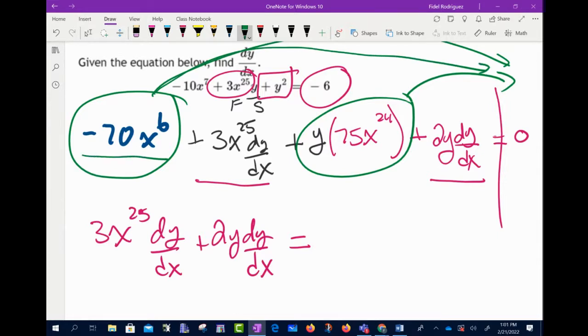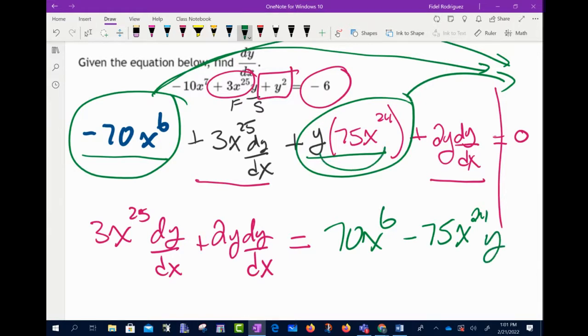So when I move that negative 70x to the 6 across to the other side, what is it going to become? Positive, right? Okay. Now, this guy is also going to cross the equal sign. So y'all agree that would become a negative 75x to the 24th with a y? All I did is bring the y over here, instead of having the y in front: x to the 24th, x to the 24th y. So again, what did we do? We moved these two terms to the right side, and we left these two terms on the left side. So far, we doing okay?